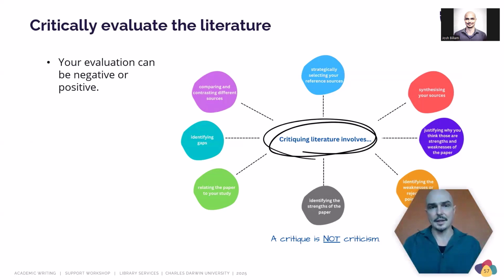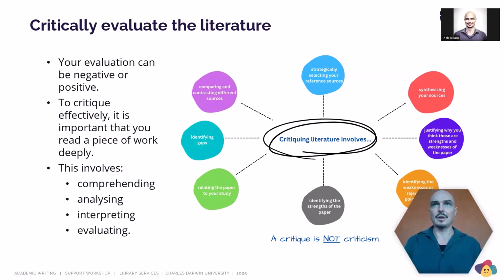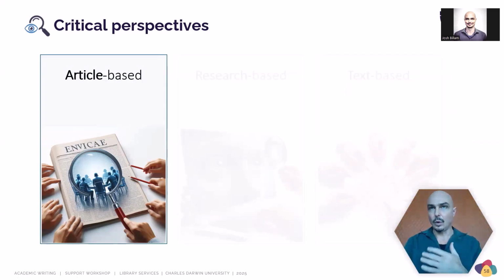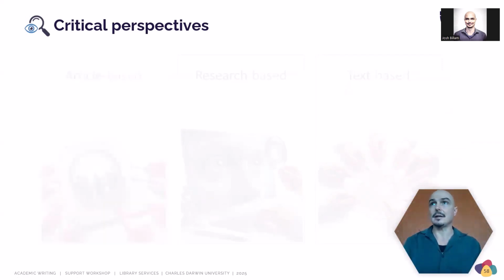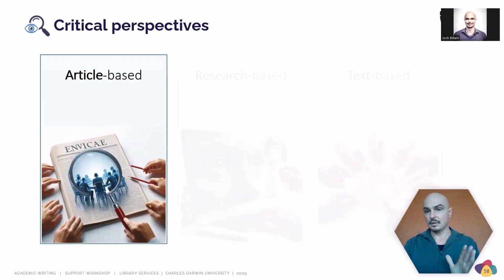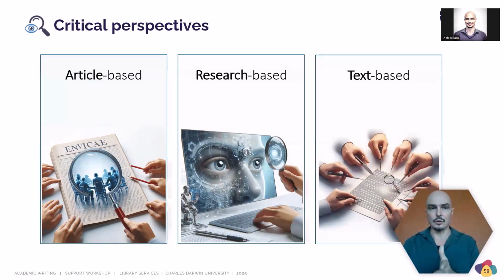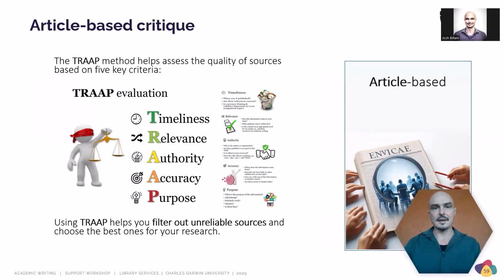So we want to critically evaluate our literature, pretty much. We don't just want to report on it. We want to make them talk to each other and see how they relate to each other in the wash. So when you're looking at ways to critique an article or find limitations in the article, there's three ways to do it. You can do it from the article itself, you can critique the research, or you can critique the text.